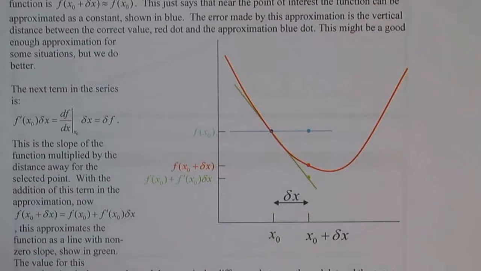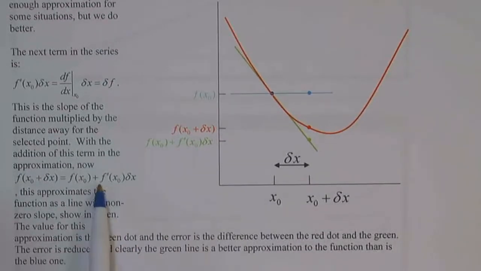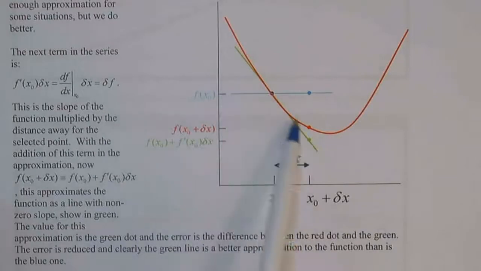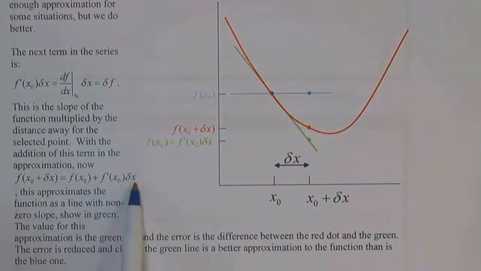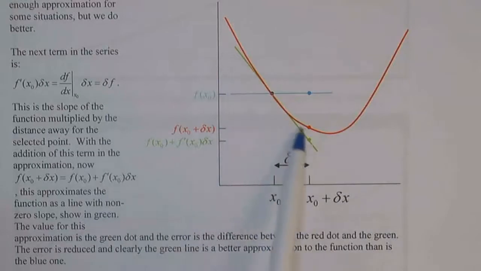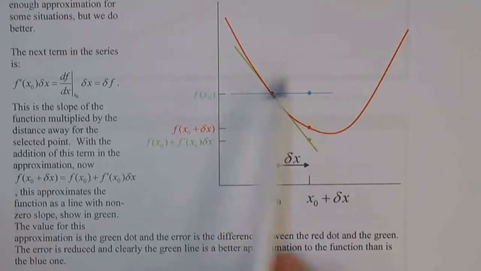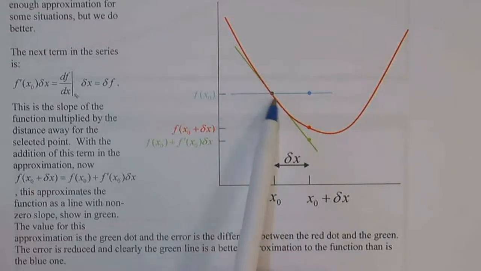If we want to do better, what the prescription says to do is to find the slope, that's the first derivative, evaluated at x0, and then multiply times delta x. And that's going to give me some change in this value. And so that's what the green line is. The green line adds in this next term of a linear line, the slope times how far I am away from my point. And so you can see that the difference between the red function, the exact function, and the green line in small regions is actually quite small.